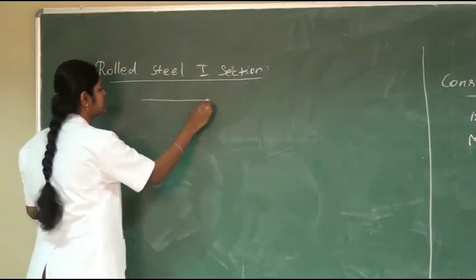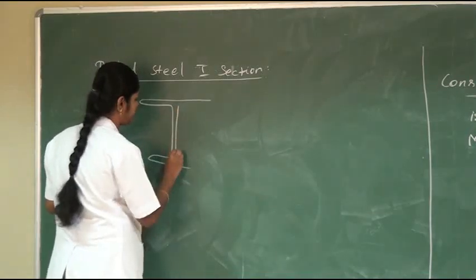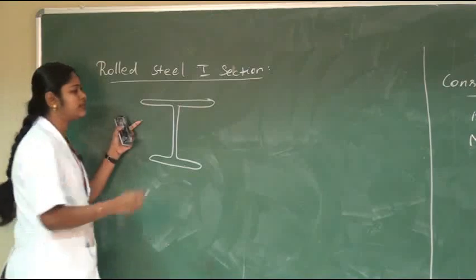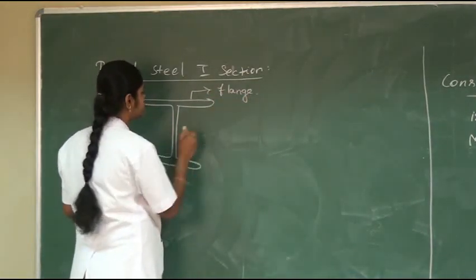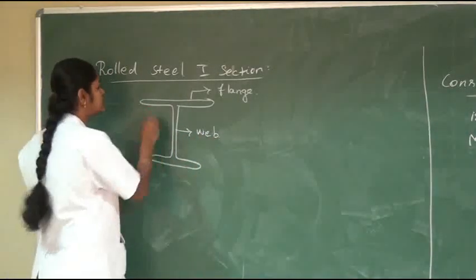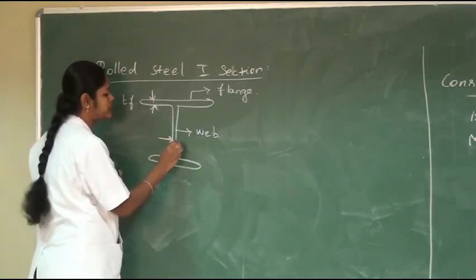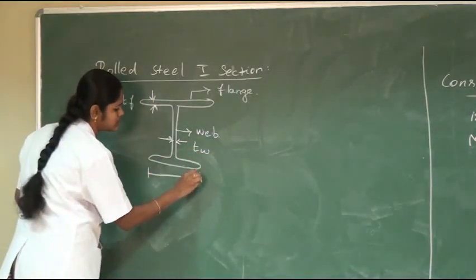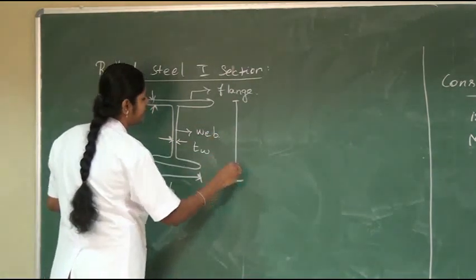In rolled steel I section, this is the typical drawing for rolled steel I section. This portion is called the flange portion. This one is called the web. Here the thickness of the flange portion is denoted by TF, and the thickness of the web portion is denoted as TW. This is the breadth of the I section. This is the depth of the I section.